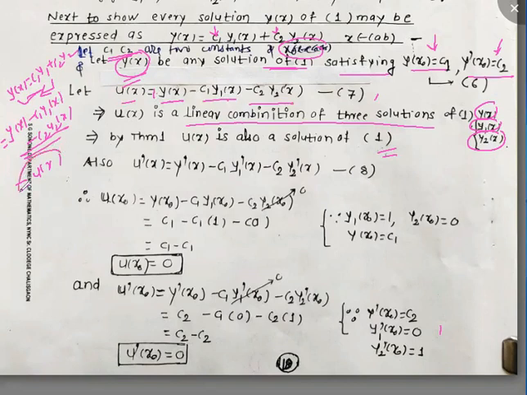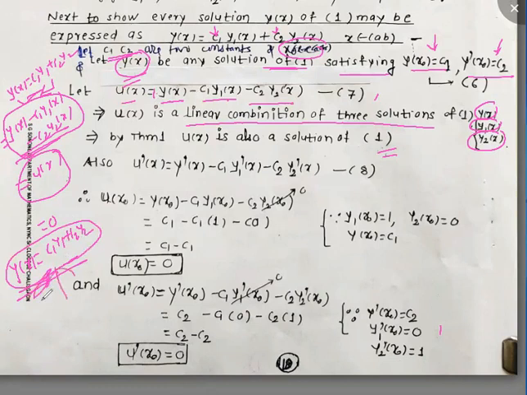Right. Now we show that this u(x) is 0. And if u(x) is 0, what will happen? This linear combination is 0, and we can write y(x) as C1 y1 plus C2 y2. We have to show that y(x) is a linear combination of y1 and y2, so we have to prove this result. For that, let us consider this function u(x). u(x) is obtained from y(x) equal to C1 y1 plus C2 y2, that is y(x) minus C1 y1(x) minus C2 y2(x). This expression we take as u(x).